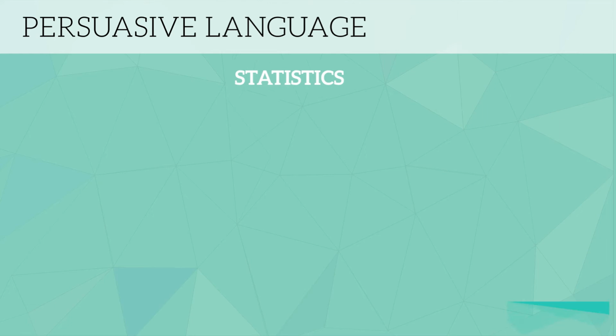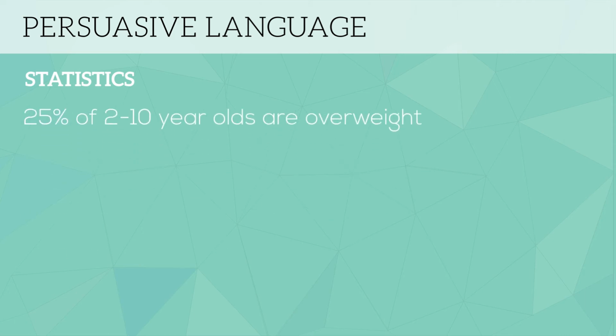Let's start with statistics. If I tell you that obesity amongst kids in the UK is a worry, you probably wouldn't think too much of it. But if I told you that 25% of 2 to 10-year-olds are overweight, if I gave you the numbers, what we call statistics, you might think, blimey, I didn't know it was that bad. Statistics have the power to make us sit up and take notice, to persuade us. In this case, that we need to take our children's health seriously.